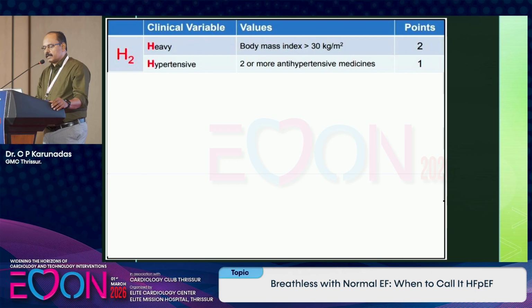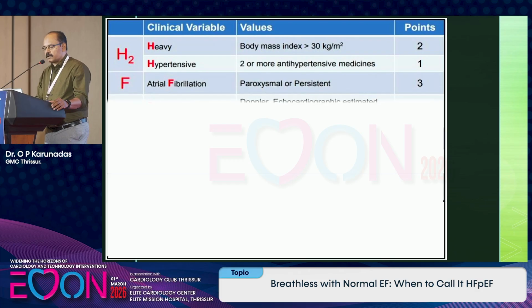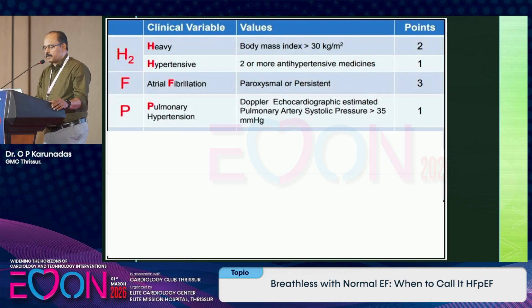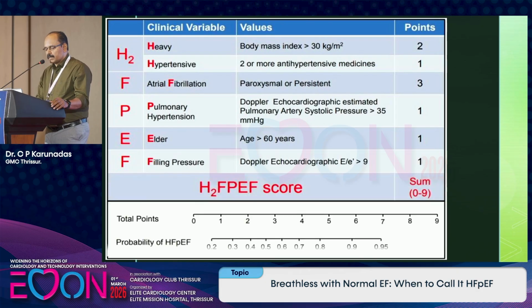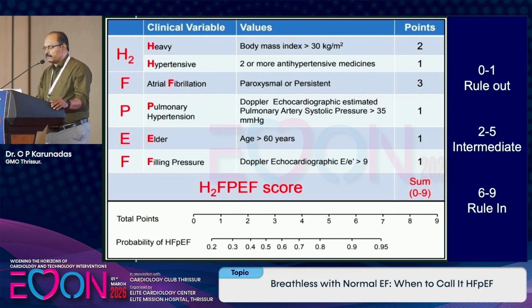H2 stands for heavy, that is a body mass index more than 30, or hypertensive. F stands for atrial fibrillation, P for pulmonary hypertension, E for an elderly person, and the last F for the filling pressure. Just now I told you the E by E prime ratio, if it is more than 9. So if you add up all the points, it will come to 9. And the probability of a heart failure with preserved ejection fraction is like this.